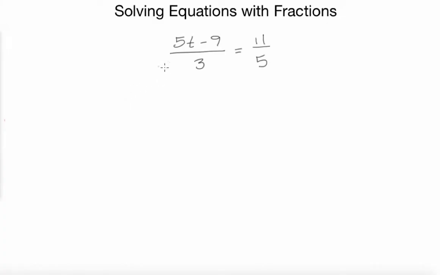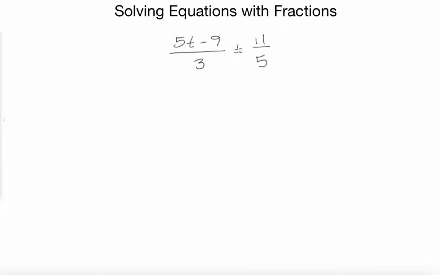Alright, we got one more example of solving equations with fractions. Now this one actually looks a little bit easier, but students tend to get problems when they see this. In this particular one, it's because we have 5t minus 9, but the whole thing is being divided by 3. So I actually have two terms here being divided by 3, and that's equal to 11/5.